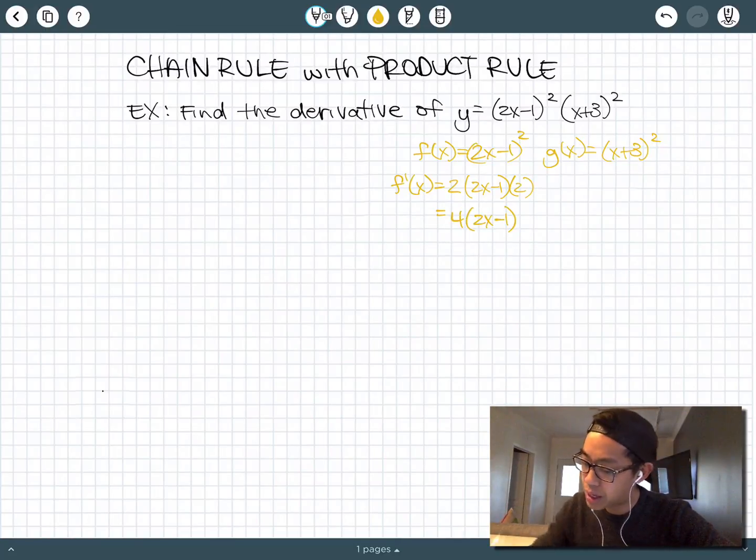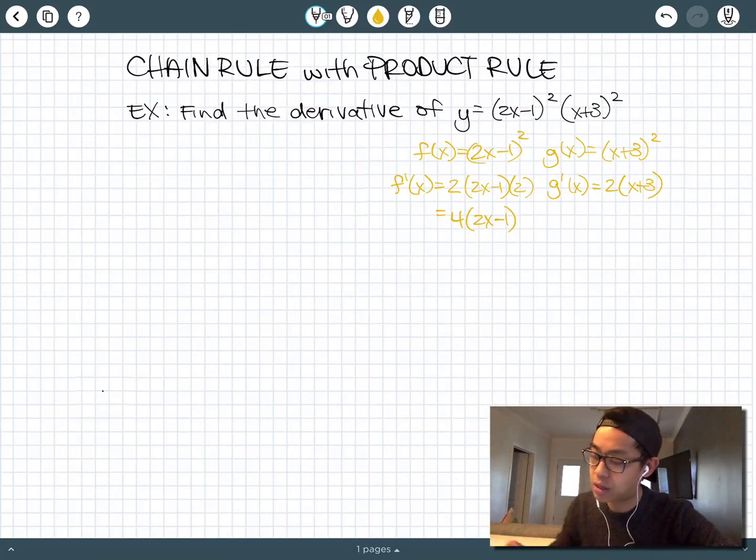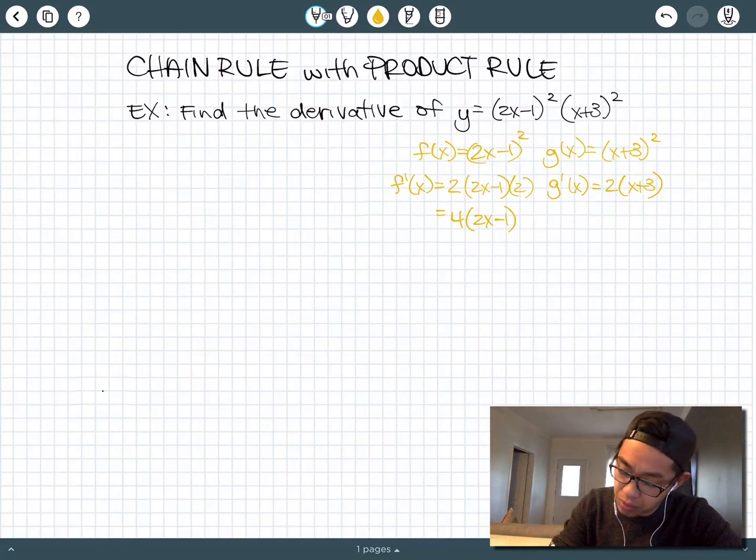For g(x), we can see that g prime of x is going to be equal to, we take the 2, we throw it out front. We take 1 off the exponent, keeping the inside the same, and then you multiply by the derivative of the inside, which is just 1, so we won't write anything. So that's the most simple version. Now we can follow the formula.